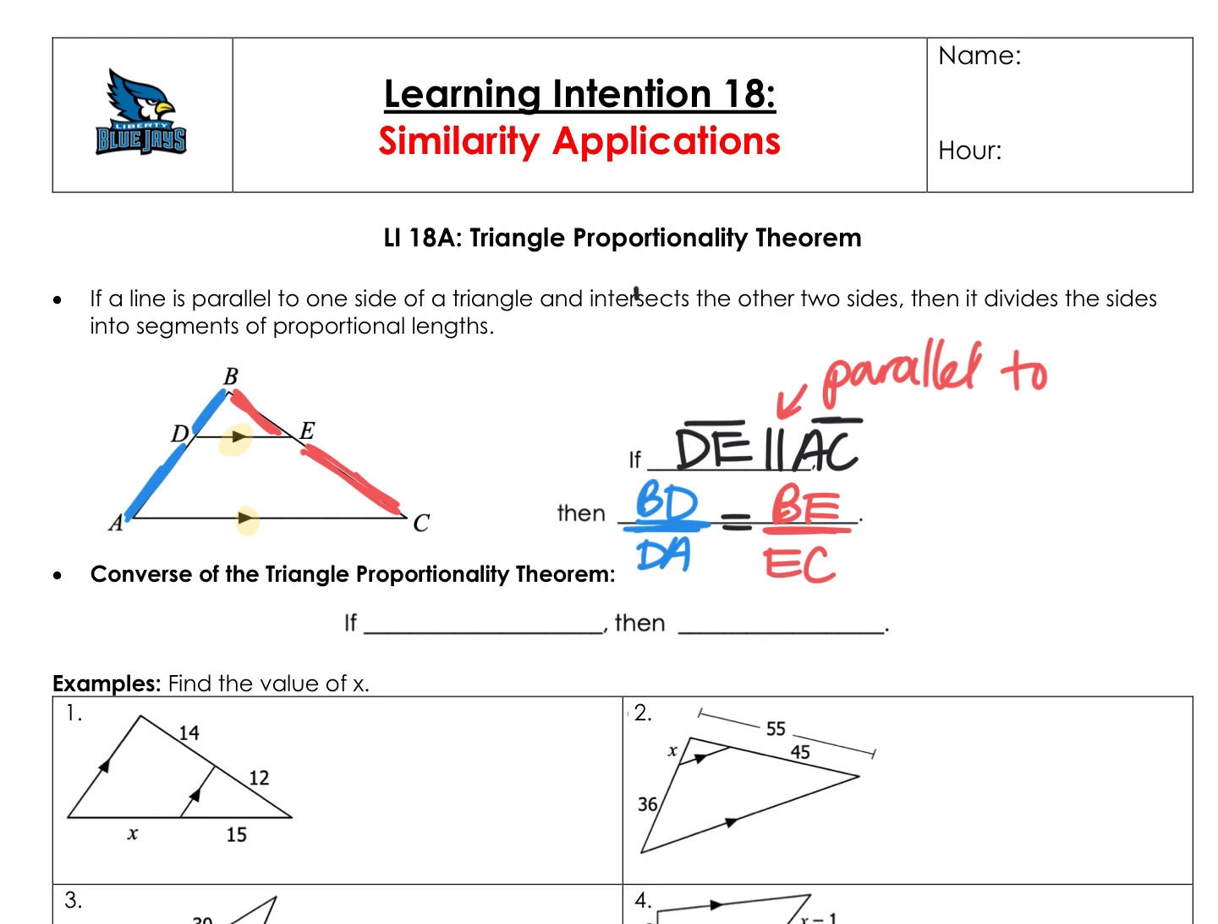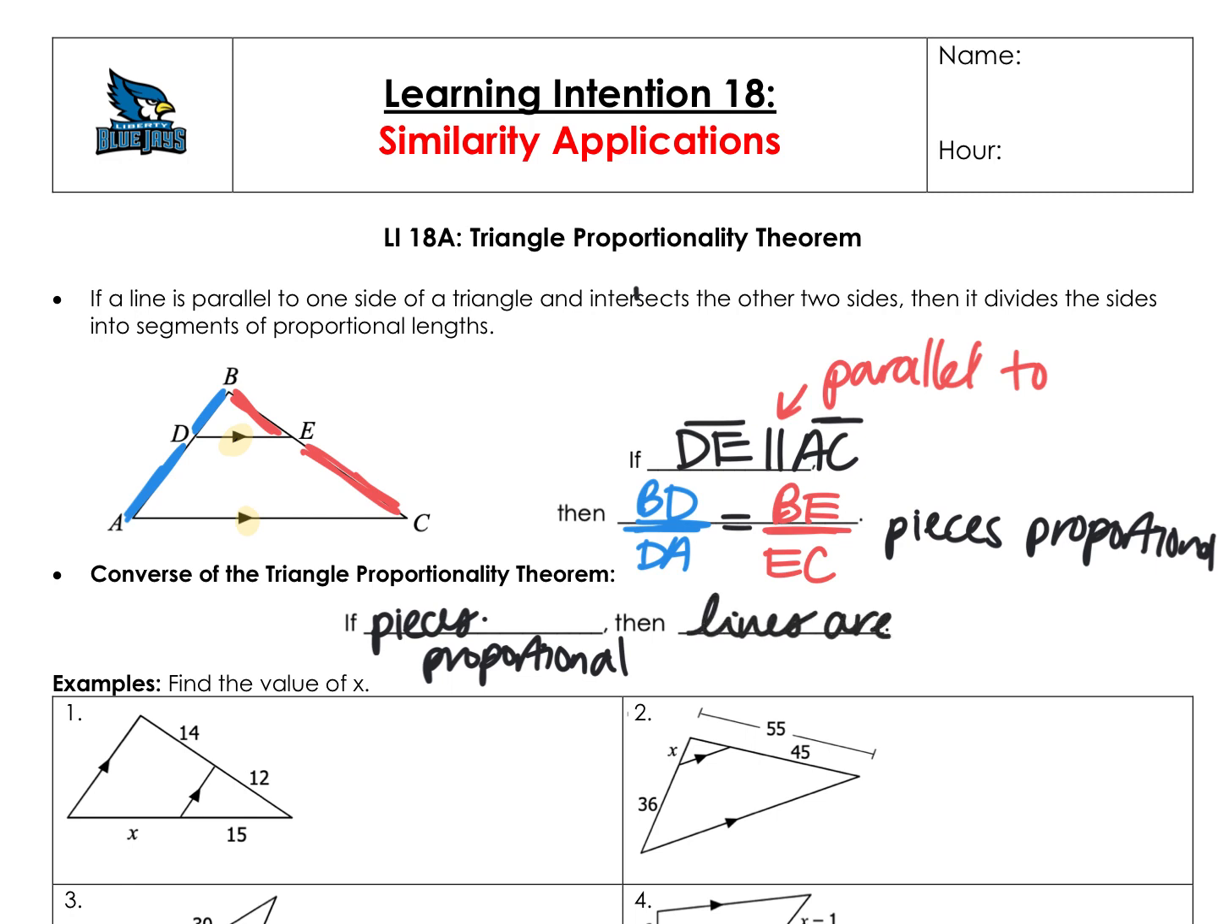Okay, the converse of that would say, so if the lines are parallel, then this says the pieces are proportional. So the converse says, if the pieces are proportional, then what do you know? Then the lines are parallel, yeah. So if you can show me that things are proportional, then you can tell me that the lines are parallel.